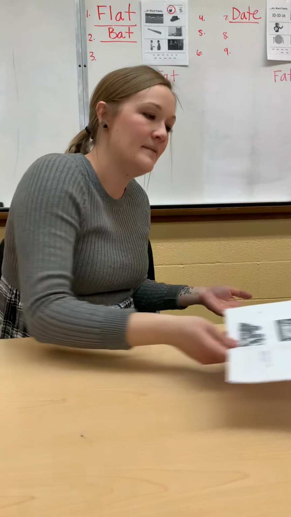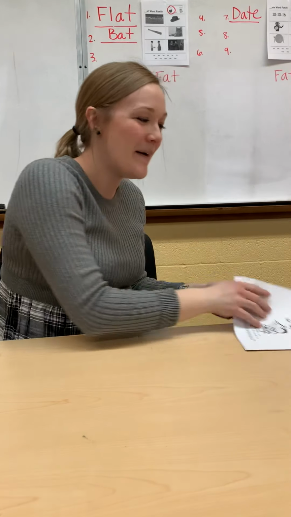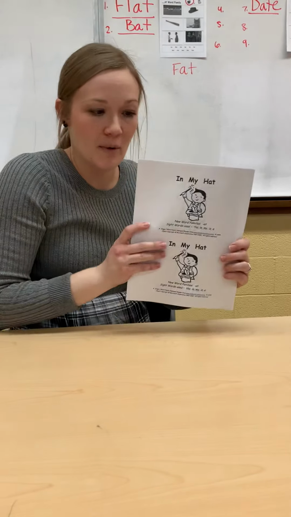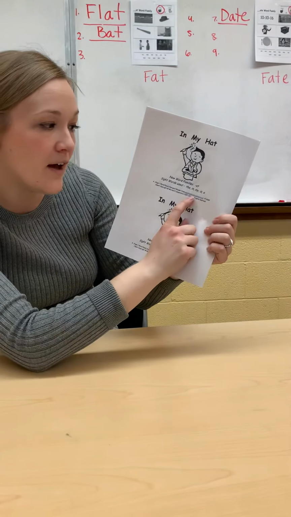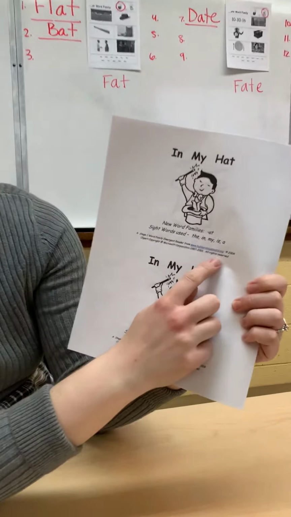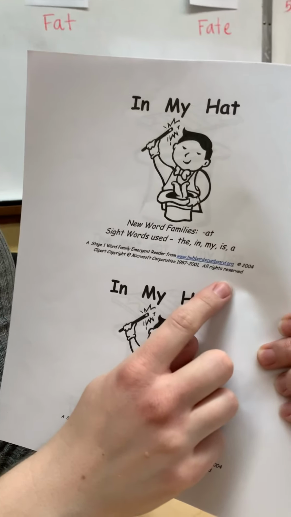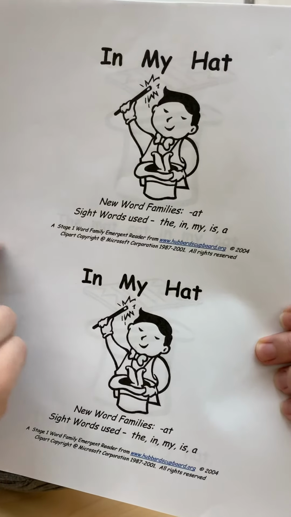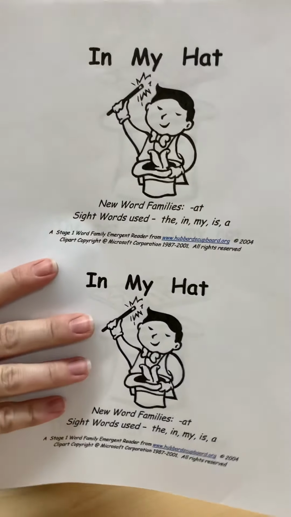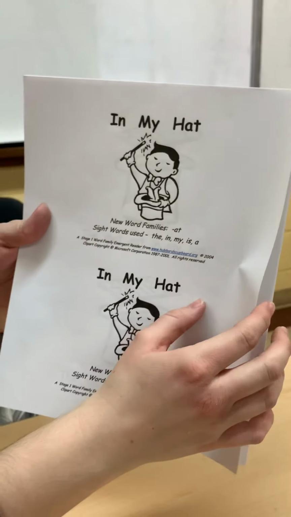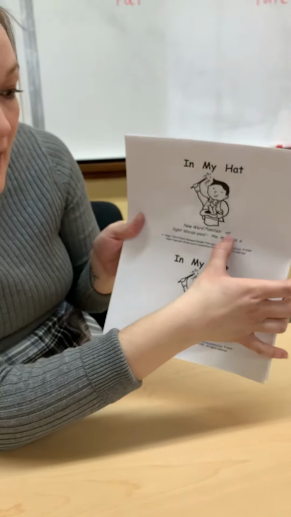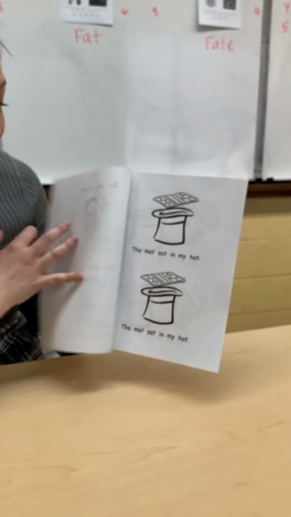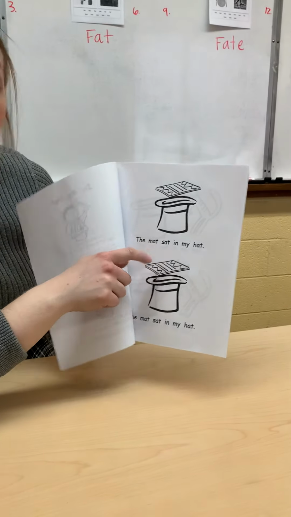And then lastly, this one is not homemade, but if you don't have time to look through all of this, I'm a fan of hubbardscupboard.org. They have some really nice little word family books. And so it's just, you'd have to cut it in half and put it together. But in "My Hat," it focuses on the AT. And so it's really just sight words with a bunch of "at" words.